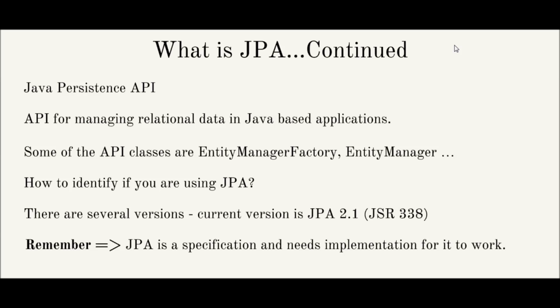And finally, you need to remember that JPA is just a specification. It needs implementation for the application to connect to the database. So just having that specification will not make the Java object connect to the database. You need implementation of this specification which can make it work. Some of the implementations are TopLink and Hibernate, and since Hibernate is one of the most popular implementations, we will have a brief look at what that is in the next slide.